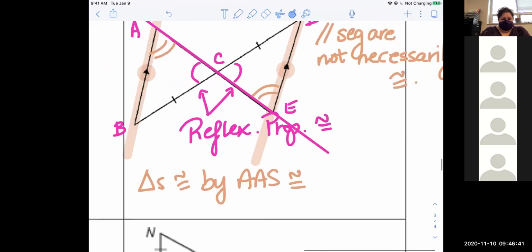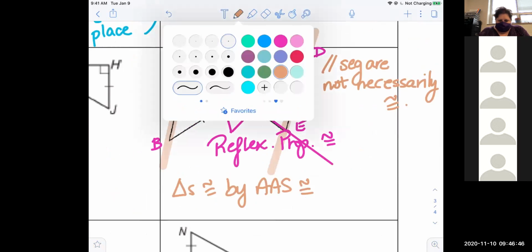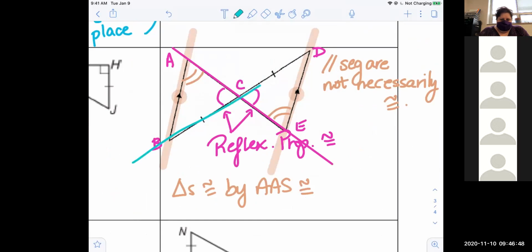Now, let's say you use the other transversal instead. So I'm going to switch colors here. Let's say that I had used this transversal instead. So what angles would that give you if you use the other transversal? Okay, that would make B congruent to D. Or if you use third angle theorem, you could also get it that way. You would still use the pink transversal.